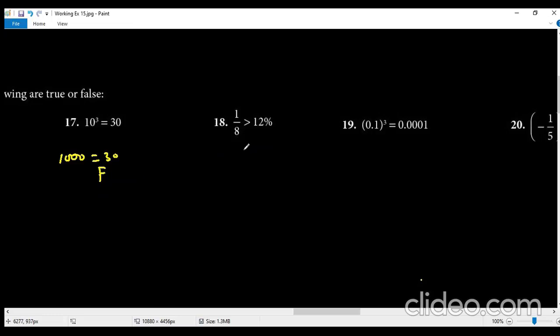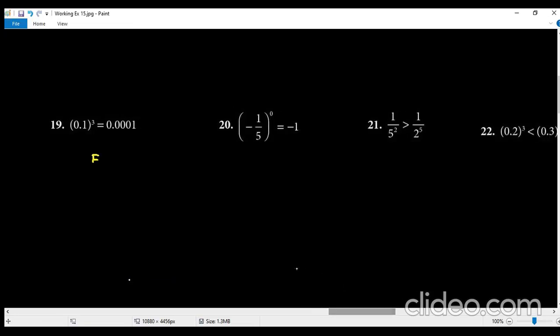When it comes to question number 18, this is a true statement because 1 divided by 8 is going to give you 0.12 or 12%. So this statement is true. Now, when it comes to question number 19, 0.1 is multiplied by itself 3 times. So in question number 19, this is a false statement. When it comes to question number 20, it's going to give us a false because anything power 0 is 1 and 1 cannot be equal to negative 1. So this statement is false.